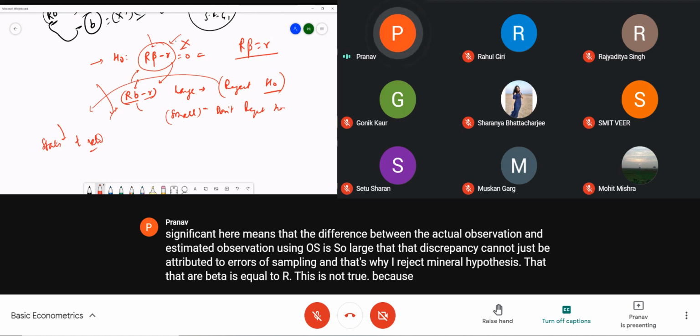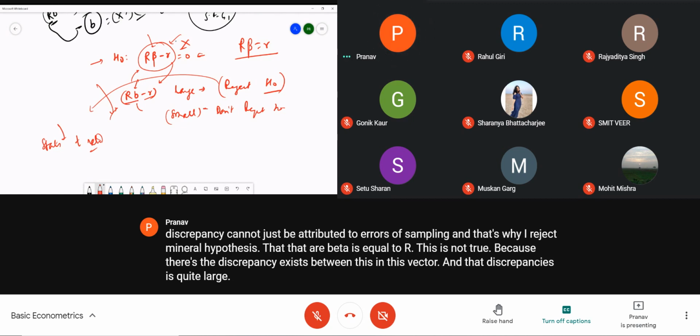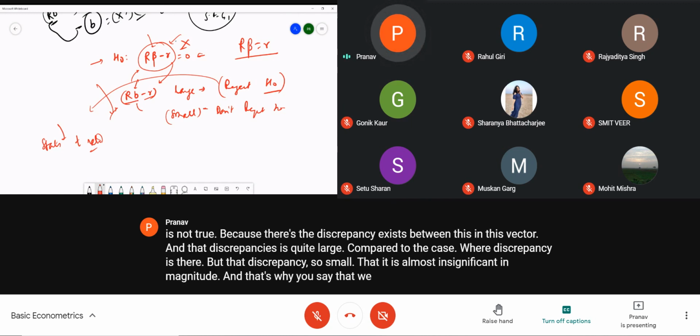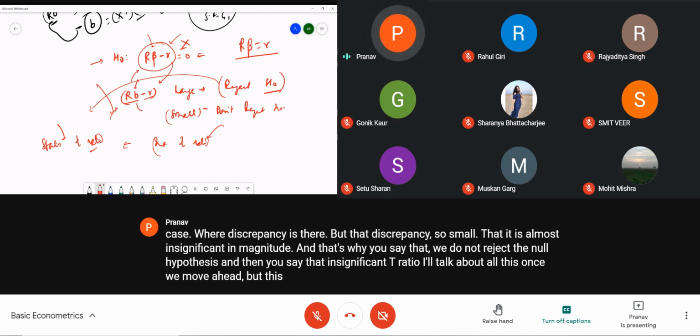Because the discrepancy exists in this vector, and that discrepancy is quite large. Compared to the case where a discrepancy is there, but it is so small that it is almost insignificant in magnitude. And that's why you say that we do not reject the null hypothesis, and then you say insignificant t ratio. I'll talk about all this once we move ahead. But this is how the terminology follows.